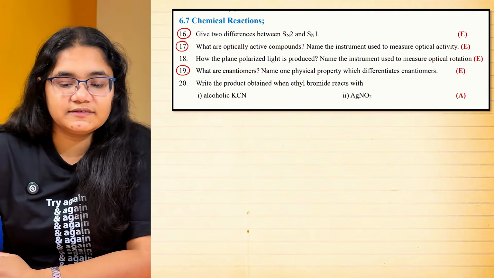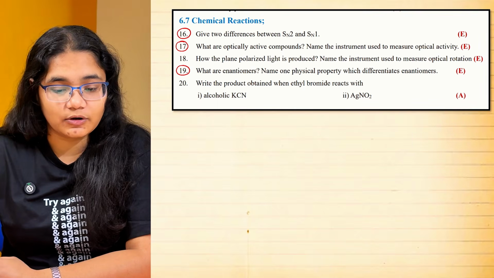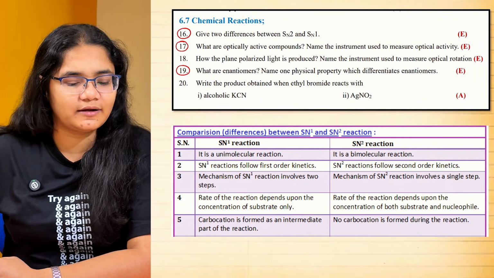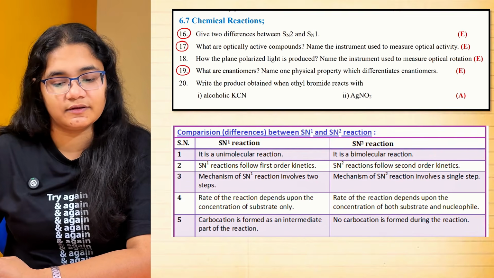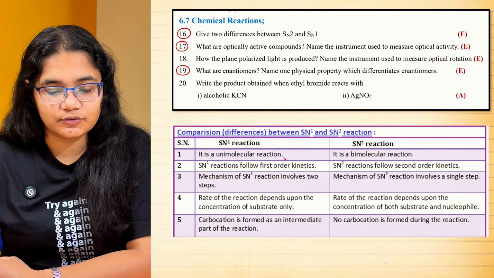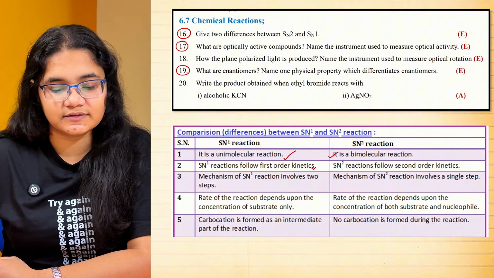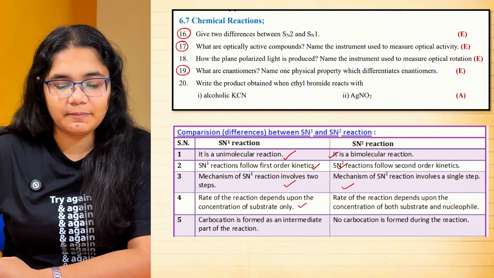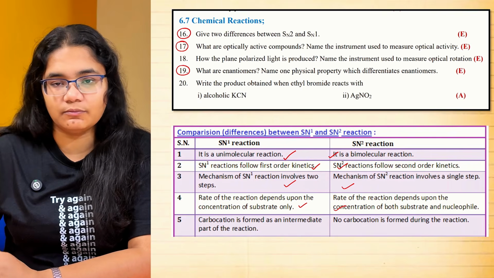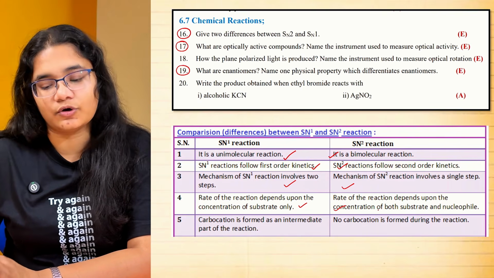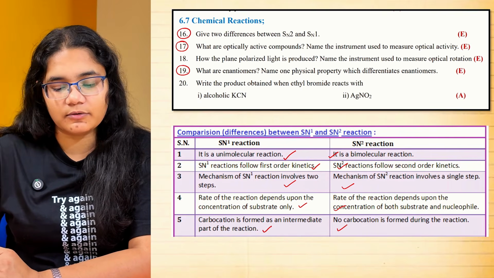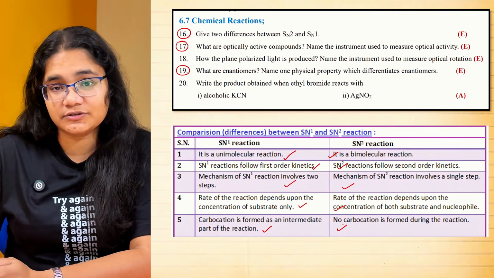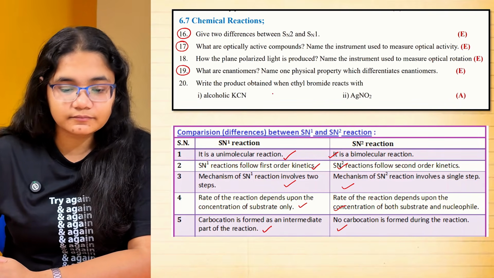Next, give two differences between SN2 and SN1. This is an important question. So how can we write it down? You can write many differences. I have just given you some points. So this is unimolecular, this is bimolecular, this is first order, this is second order, two steps, one step. Here rate depends on the substrate only, here it depends on both substrate and your nucleophile. Carbocation is formed, no carbocation is formed. Here you can write transition state is formed. So that is the difference.